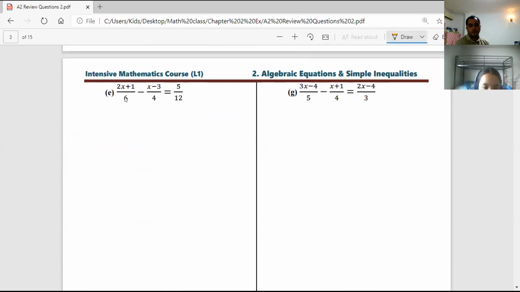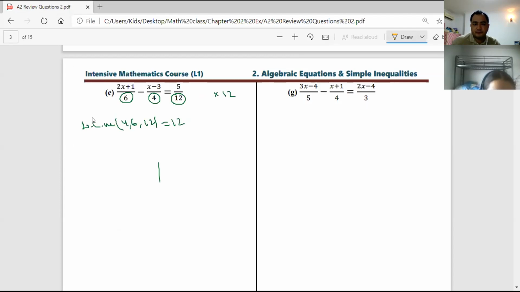I don't think we can cross multiply, so we will have to do something else. Here we have 3 fractions, doesn't matter. So in the first chapter, Shahina, what did we learn? We learned how to find the least common multiple of numbers, right? Here we have 6, here we have 4, here we have 12. What is the least common multiple of 4, 6, and 12? It is 12. So we should multiply both sides by 12 so that we will not have any fraction.